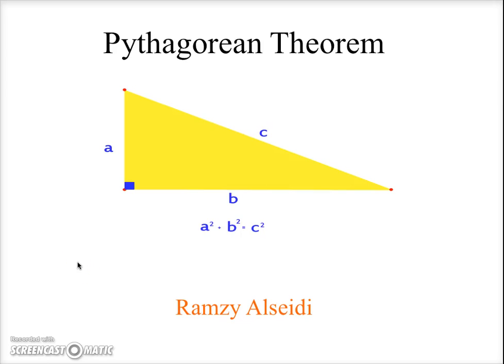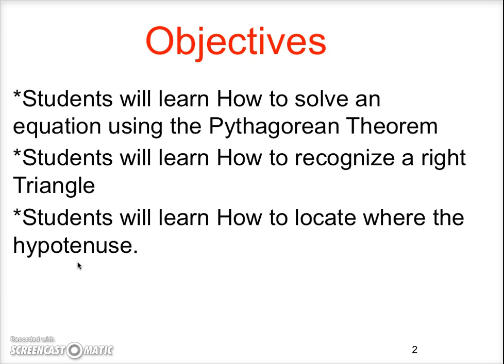This is a PowerPoint that will explain everything you need to know about the Pythagorean theorem by Ramzy alseidi. The objectives of this PowerPoint are for students to solve an equation using the Pythagorean theorem. Students will also learn how to recognize a right triangle and where to locate the hypotenuse.